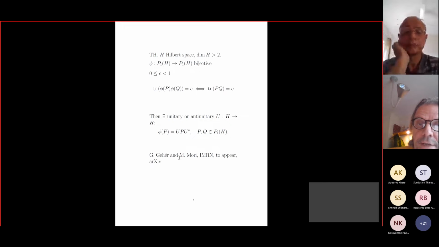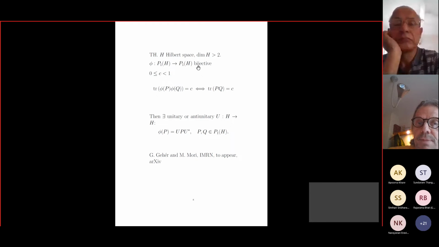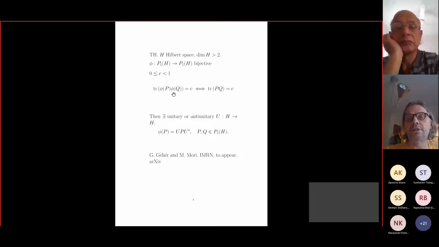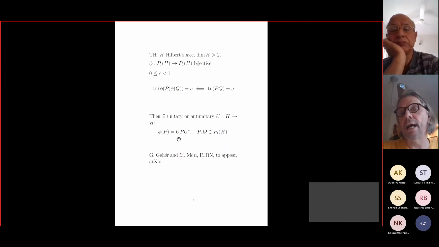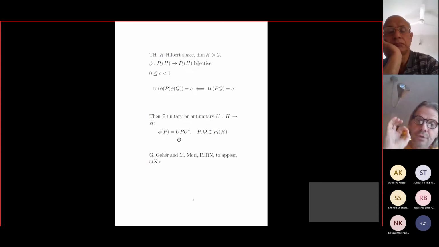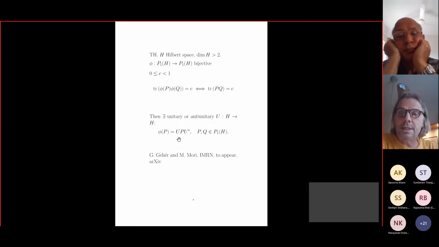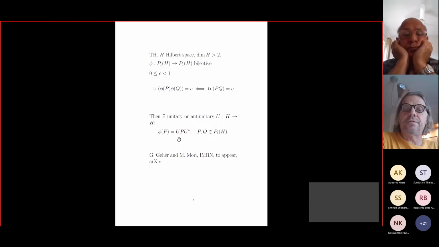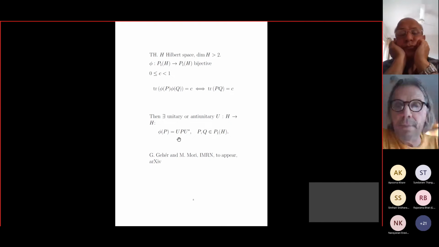What if we preserve a certain fixed transition probability? Again, we have a map which is bijective, but now we do not have, like in Wigner's theorem, the assumption that the transition probability of phi p and phi q is equal to the transition probability of p and q. No, we have just a fixed transition probability, and this fixed transition probability is preserved. Do we have the same conclusion? The answer is yes. It is enough to preserve just one transition probability, then all transition probabilities are preserved, and we have a standard symmetry.